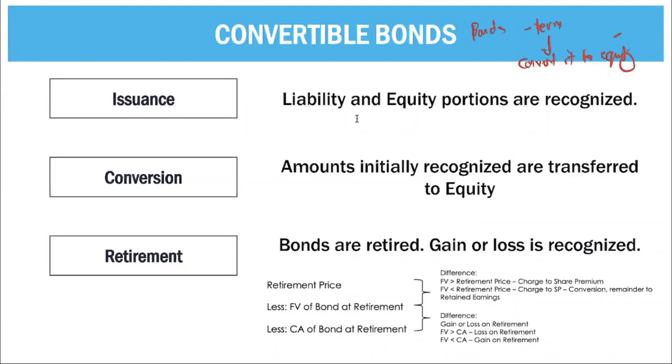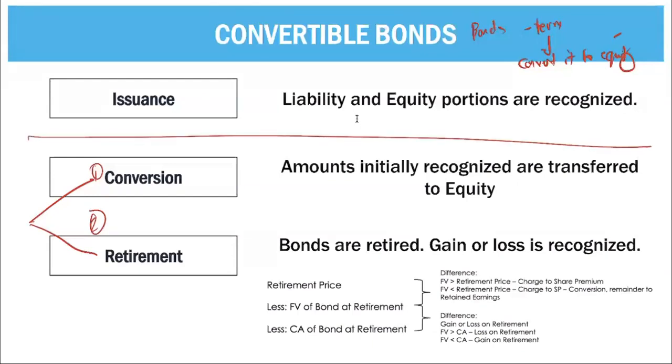Okay. So we have three main issues as to the accounting of our convertible bonds. That is on the issuance, the conversion, and or your retirement. Remember, you have the choice, either you convert it or you retire it. So first we go with your issuance. On the issuance, of course, what will we do? Split accounting. The liability and the equity portions will be recognized.